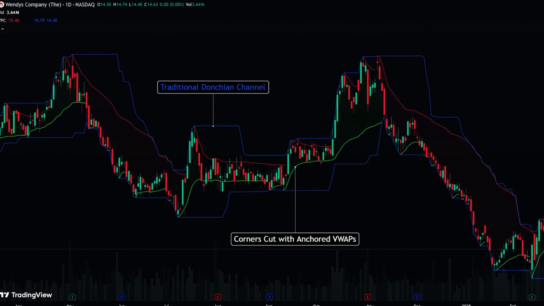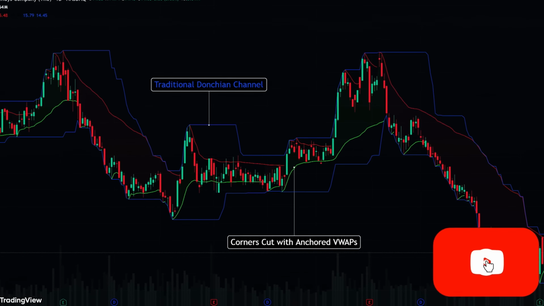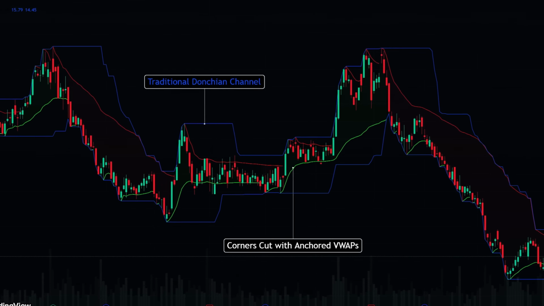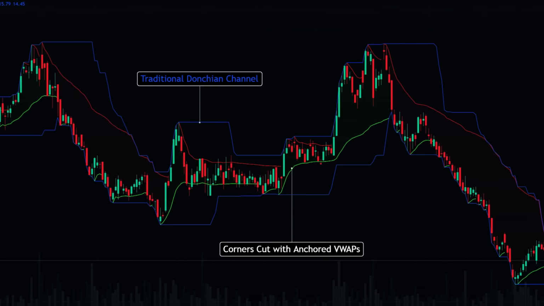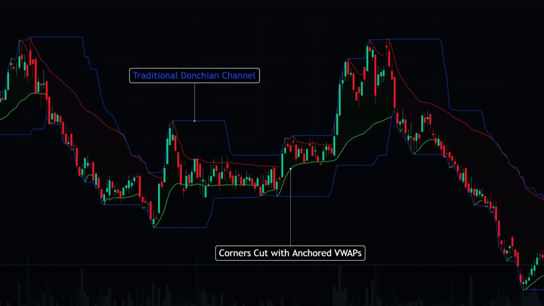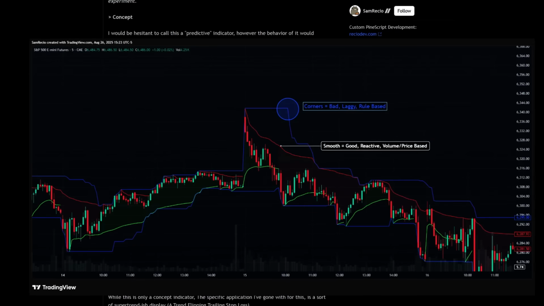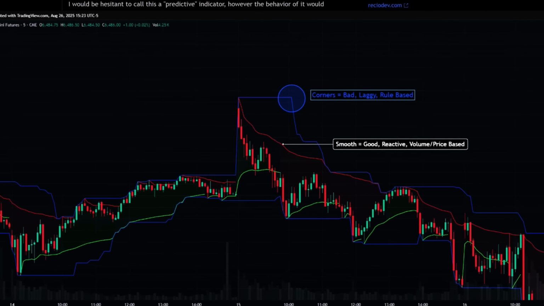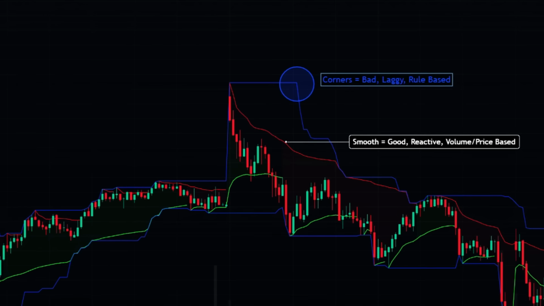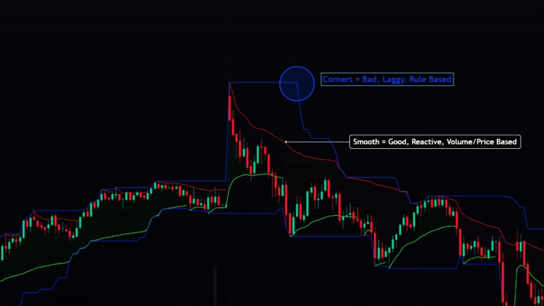Now, why this one? Think of it like a Donchian channel, but way cleaner. Instead of flat, delayed levels, the VWAP price channel anchors to the volume-weighted average price at swing highs and lows. So your chart now shows where real buying and selling is happening. No more guessing, no more staring at lines that don't make sense.